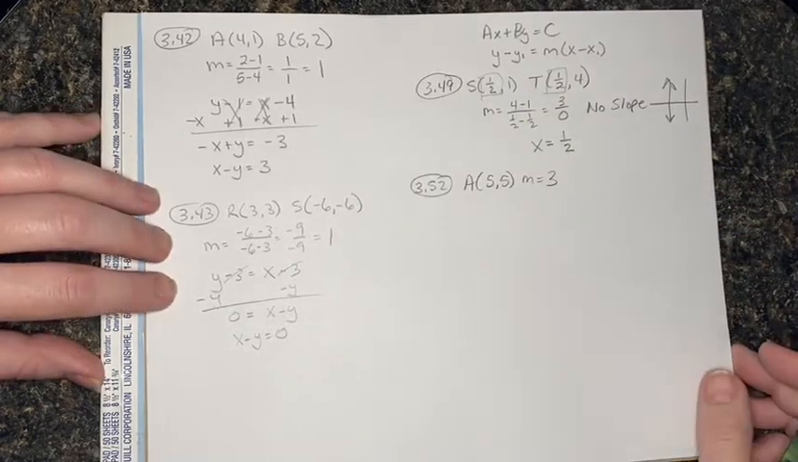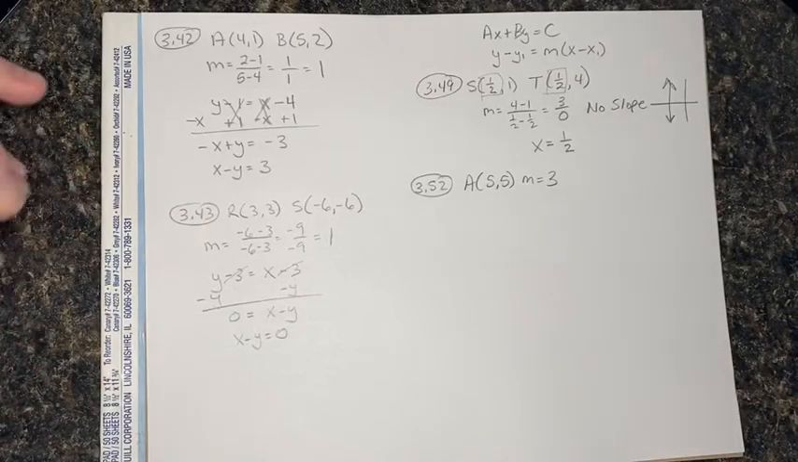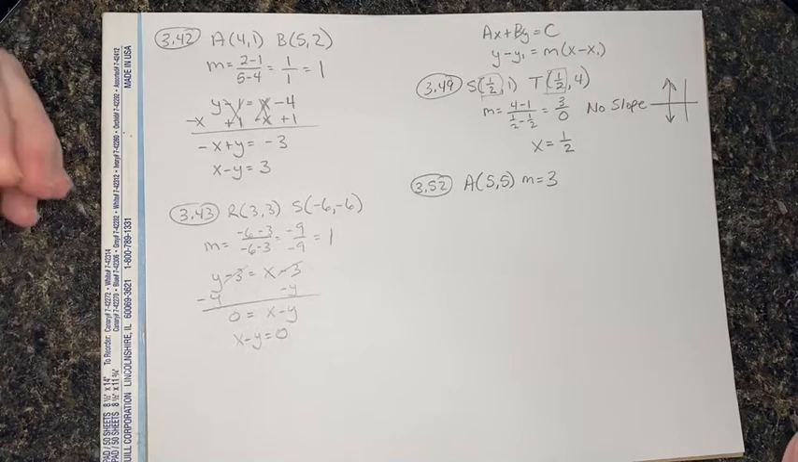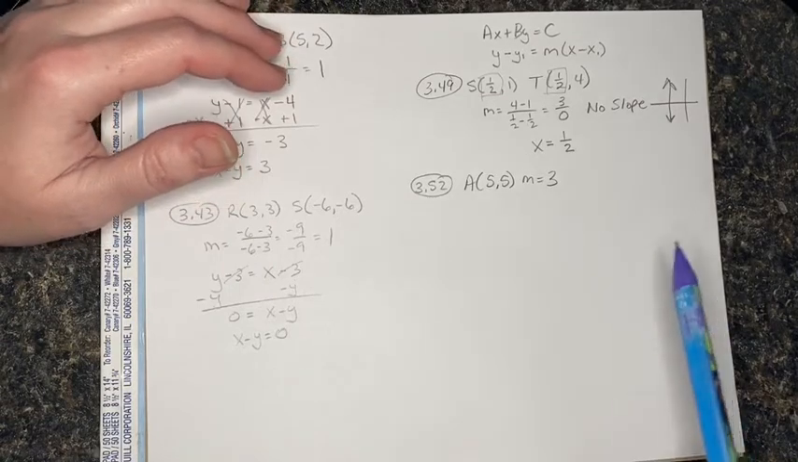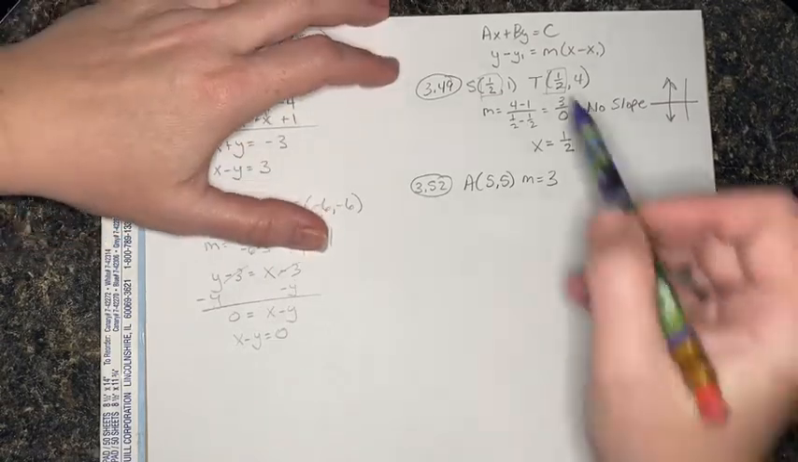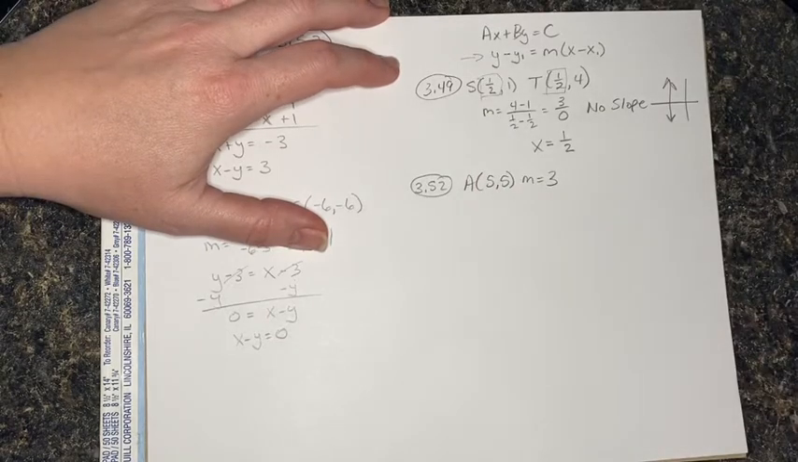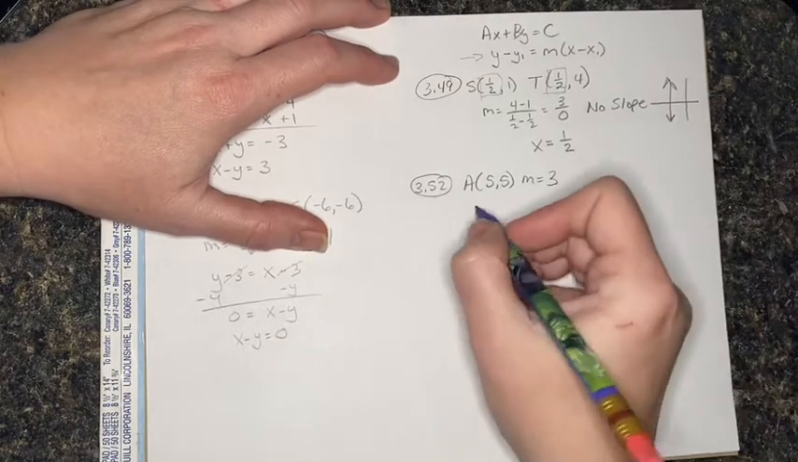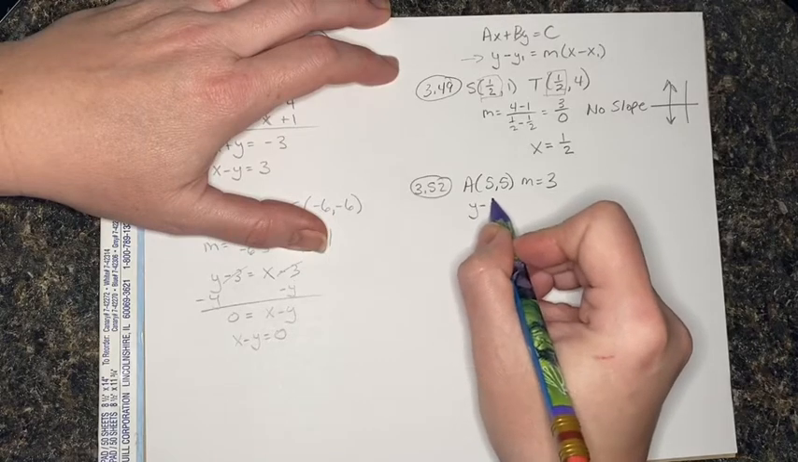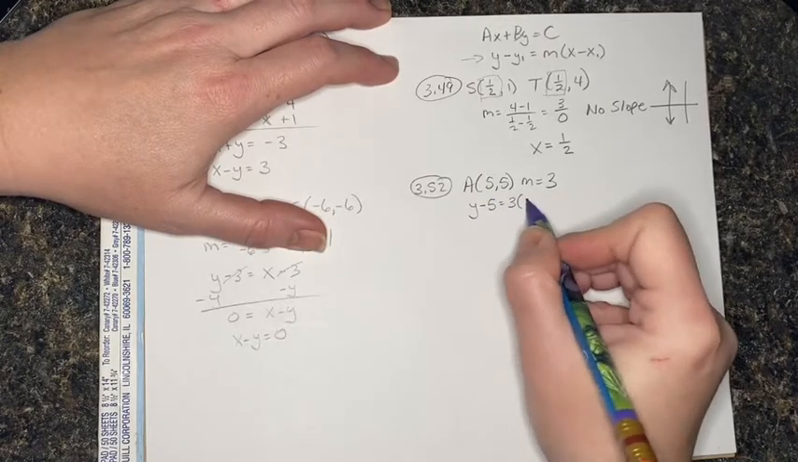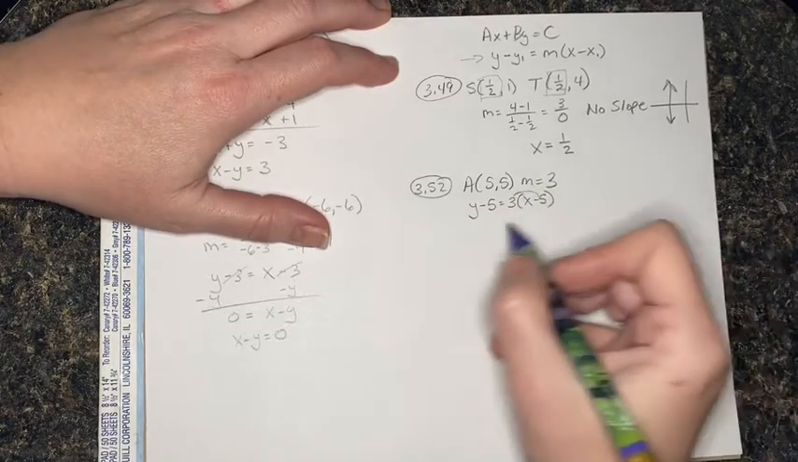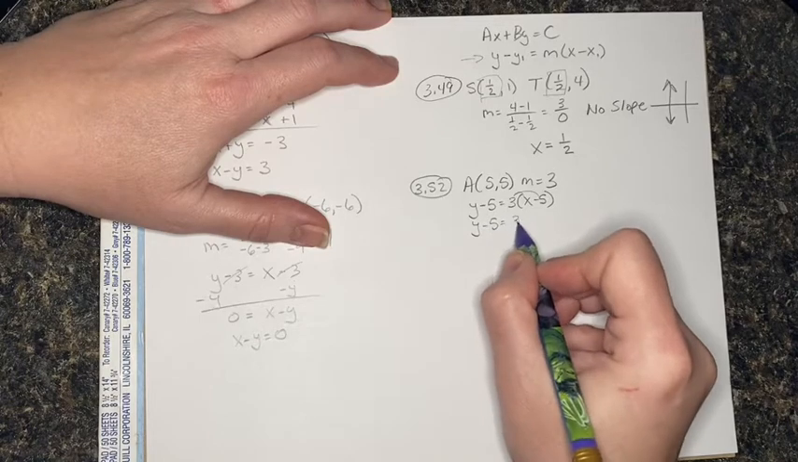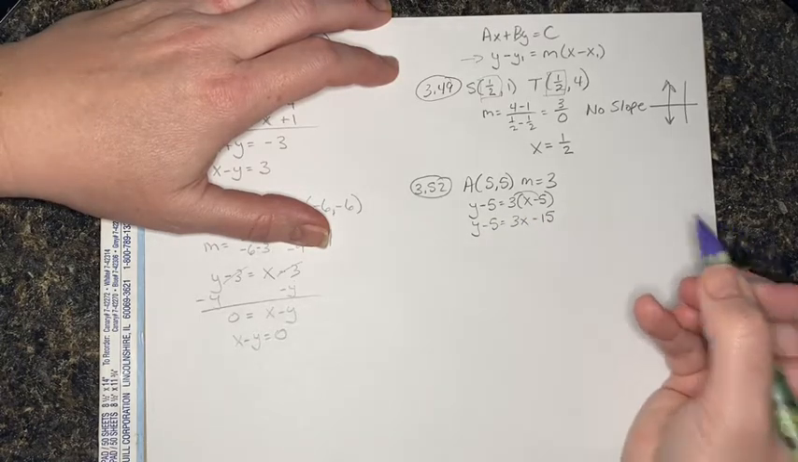The next problem we're going to look at is problem 352. In it, the directions read, write the standard form of the equation of a line passing through the given point and having the given slope. So now we don't even have to figure out the slope to put in our work into our formula because they've already given it to us. So we can write that y minus 5 is equal to 3 times x minus 5. We're going to make sure we distribute our 3 all the way through. y minus 5 is equal to 3x minus 15.